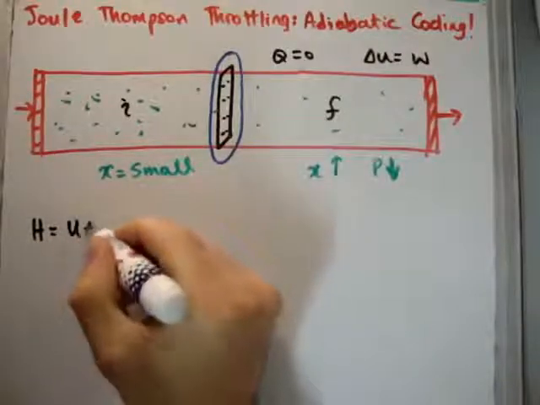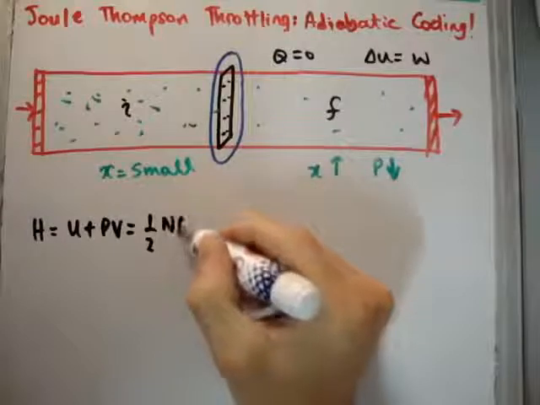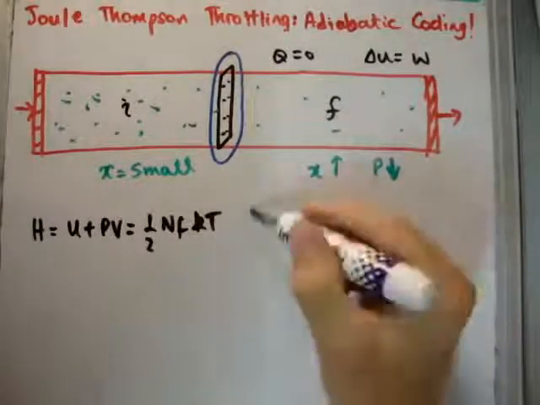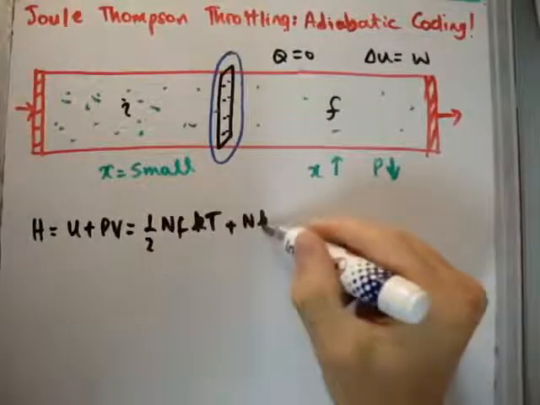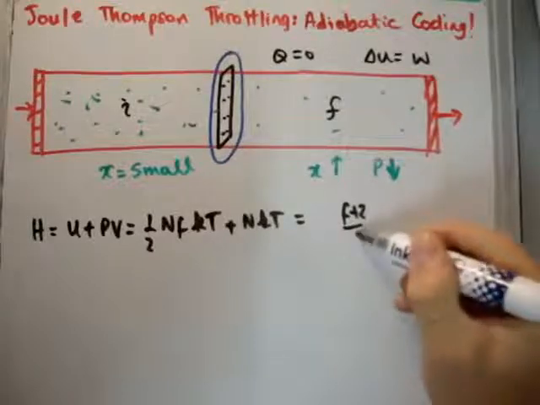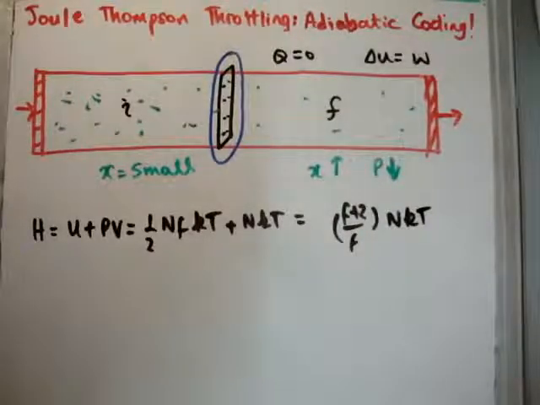to U plus PV. Using the equipartition theorem, we have half NfkT, where f is the number of degrees of freedom, of course. And we're also going to have the ideal gas law, NkT. So that's going to be just (f plus 2) over 2 times NkT. That's the enthalpy of an ideal gas. Sorry, that's a factor of 2 here.